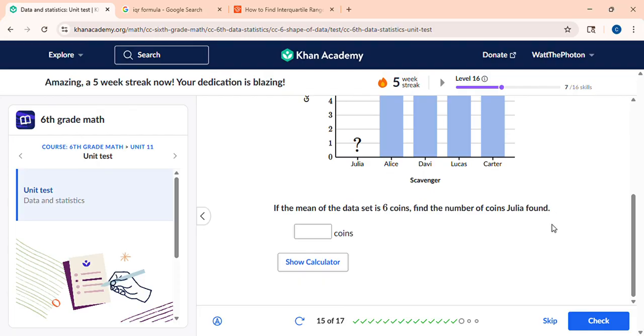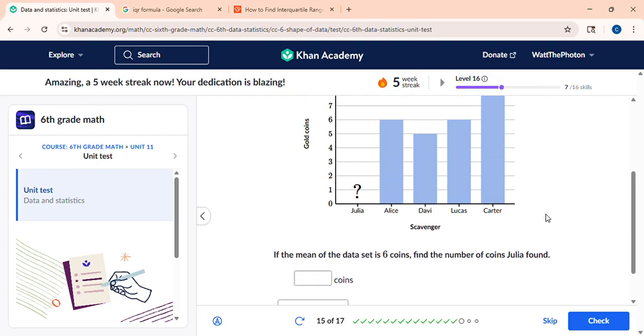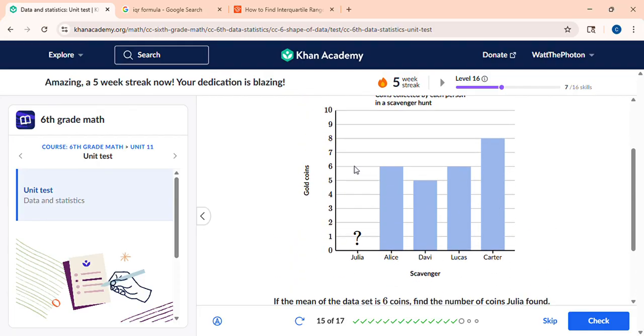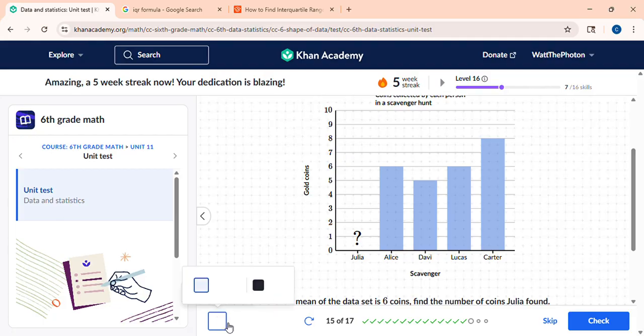If the mean is 6, find the number of coins. Average is 6. So we can say this gets knocked off, and so the average has to be 5.